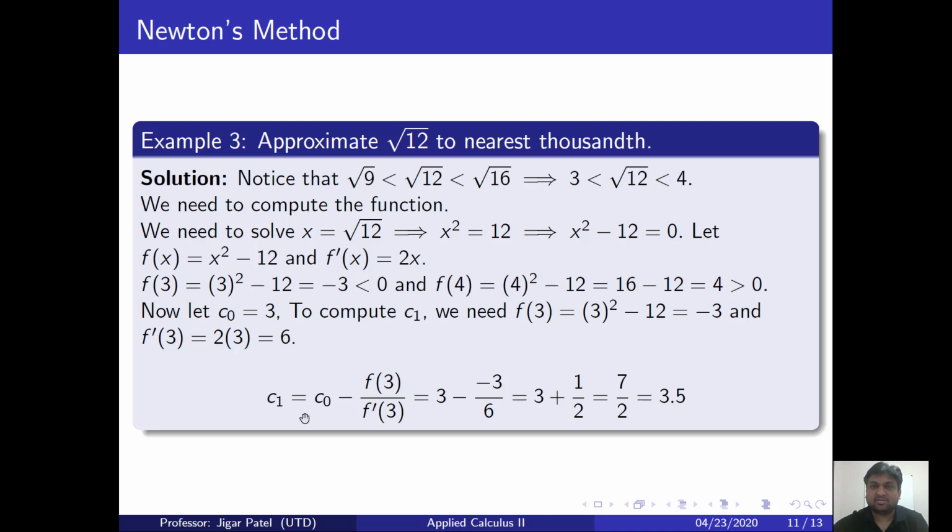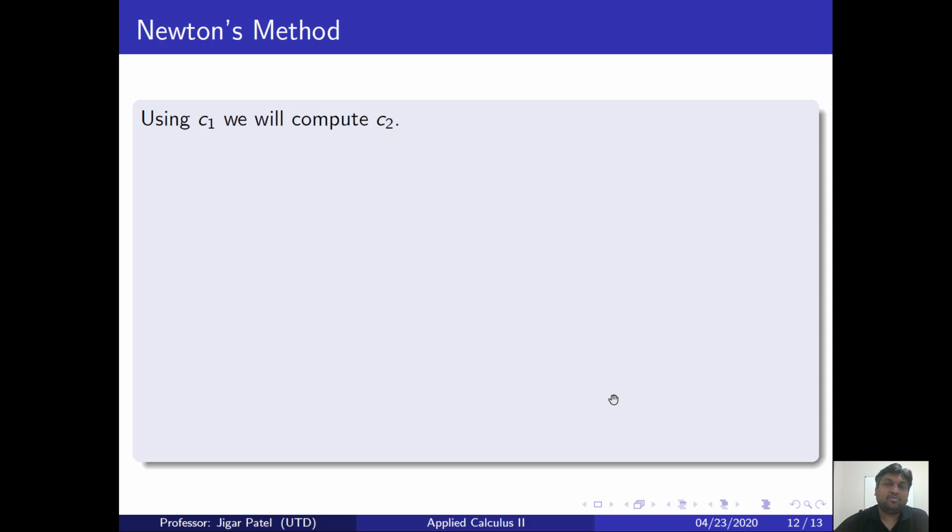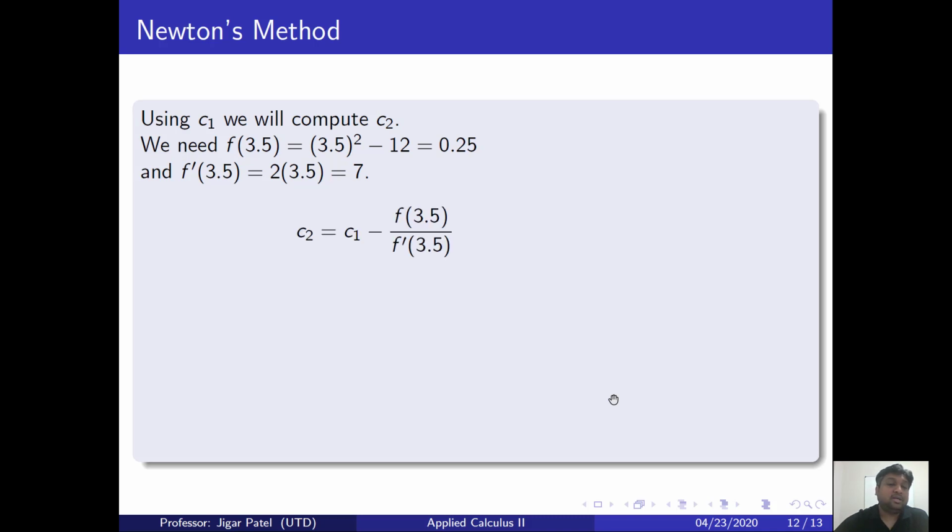Calculate the first approximated solution. c1 is c0 minus f at 3 over f prime at 3. Looks like I get 3 minus negative 3 over 6. This is 7 over 2. I get 3.5. All right, so 3.5 is the first approximated zero. Calculate the second approximated zero using the first one. I need f at 3.5 and f prime at 3.5. We have both the values. Now plug them into the formula. 3.5 minus 0.25 over 7, we get 3.464.